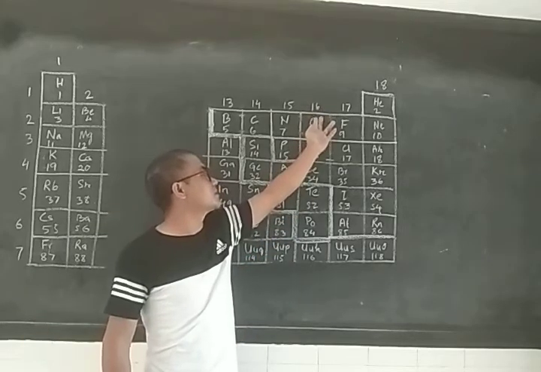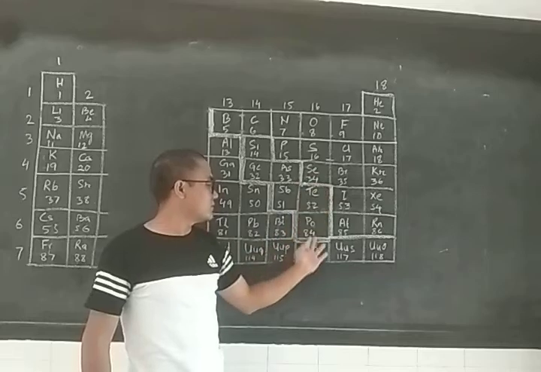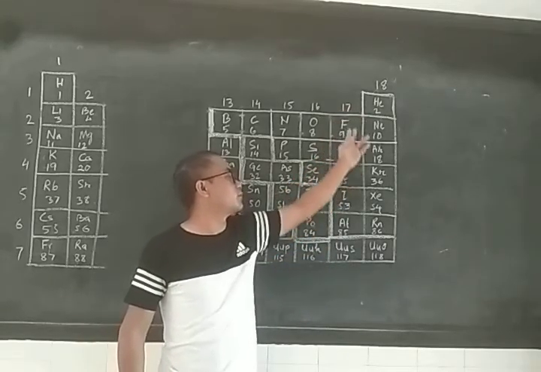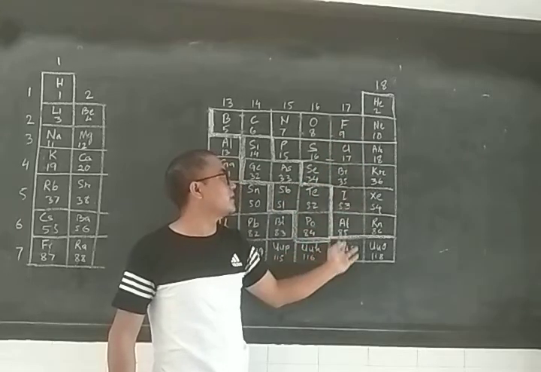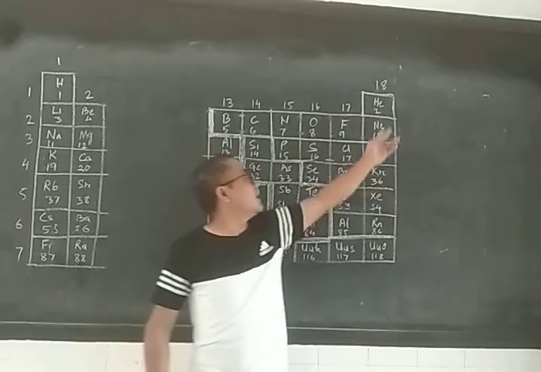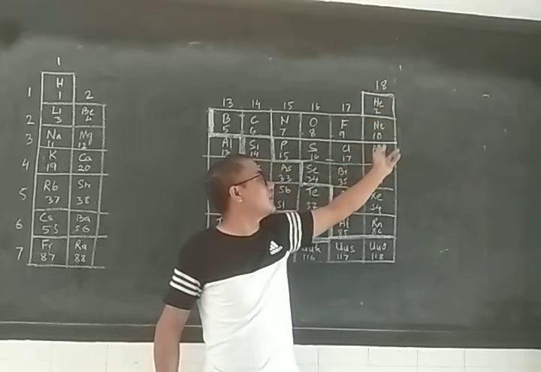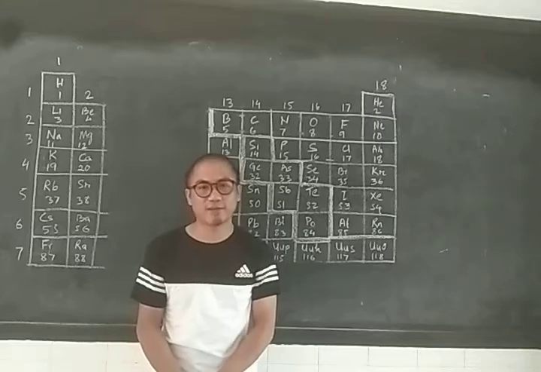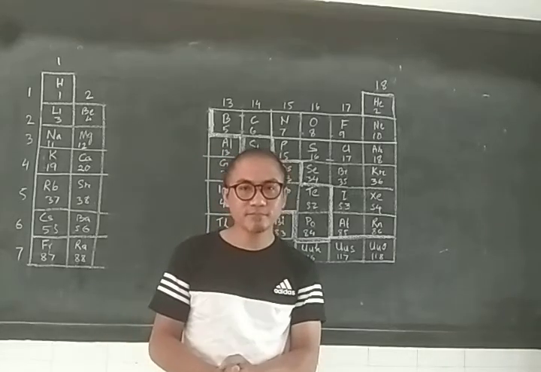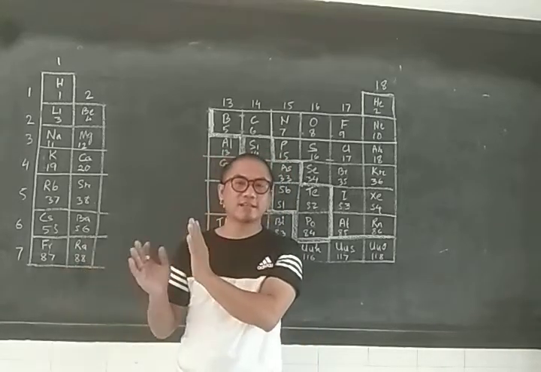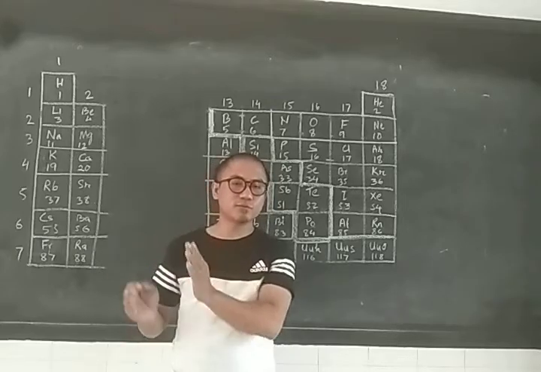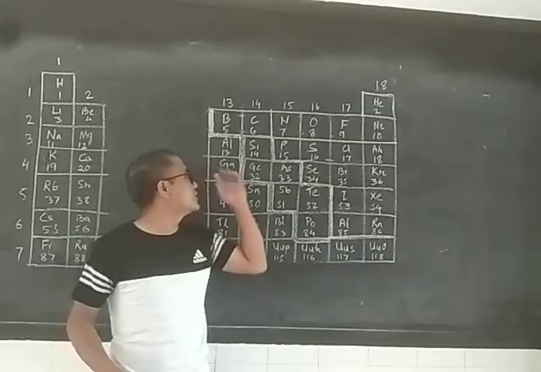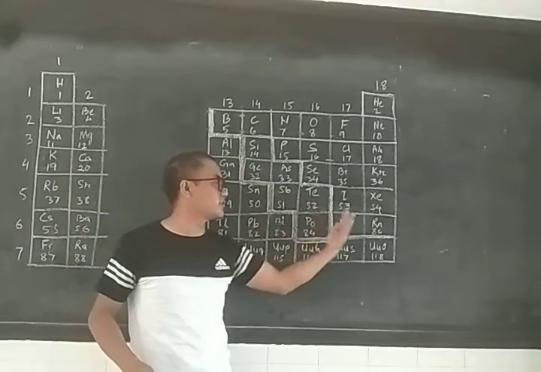Group 16: oxygen and the others will have 6 valence electrons. Group 17: fluorine, chlorine, bromine, iodine will have 7 valence electrons. And group 18: helium, neon, argon, krypton, xenon, radon will have 8 valence electrons. I hope it's clear. As we move from here, the valence electrons increase: 1, 2, 3, 4, 5, 6, 7, 8.